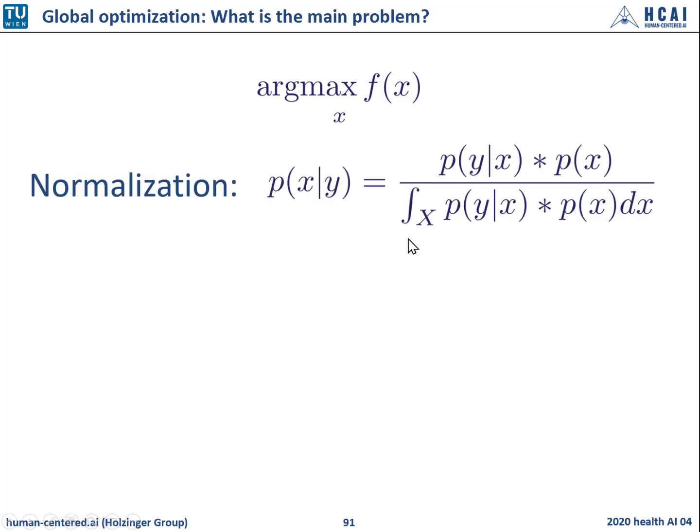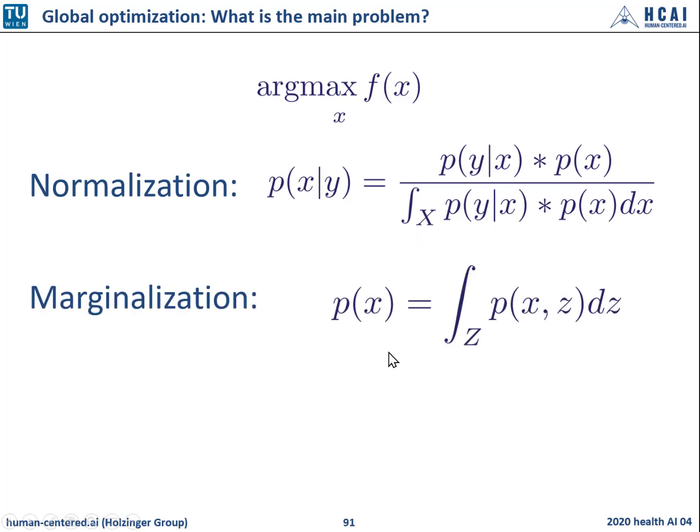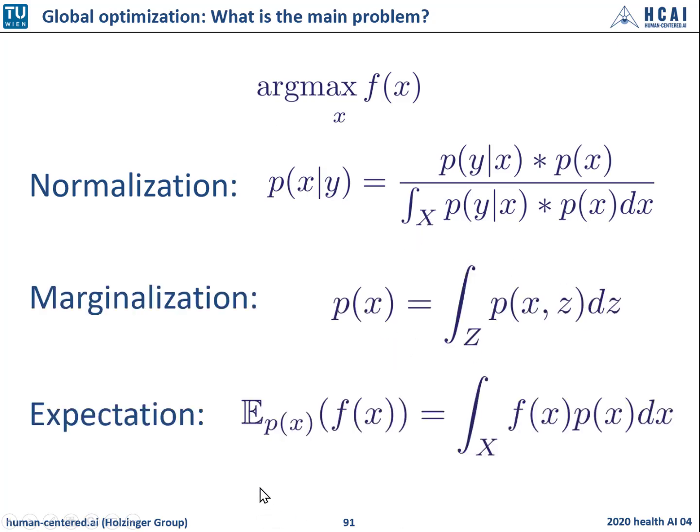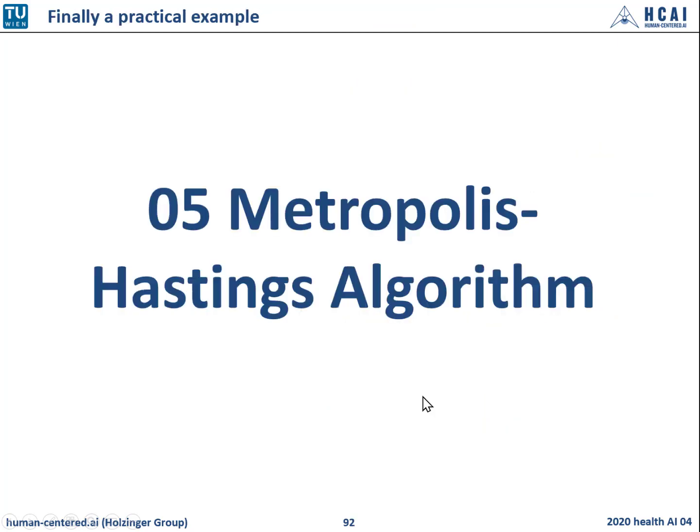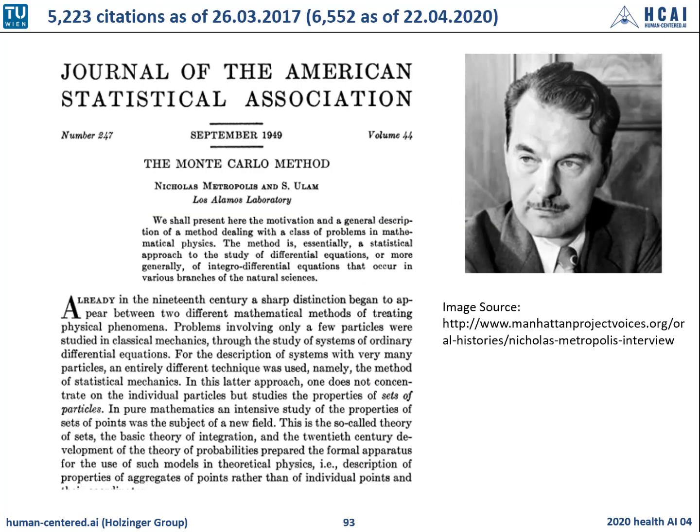And we can have now this as normalization, as marginalization, or as expectation. And what do you think is the main problem here? Yes, of course, the integrals, they become rapidly intractable, and what does it mean? It cannot be computed within reasonable time, so we need these algorithms. And the practical example here is the Metropolis-Hastings algorithm, and many machine learning people say that this is the most important algorithm ever since. So what is it?